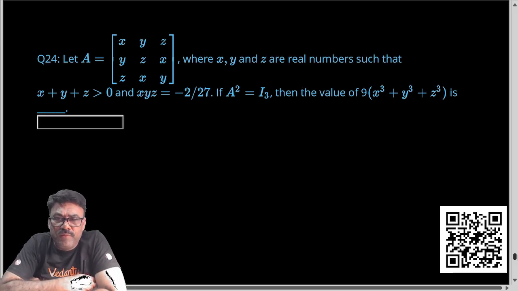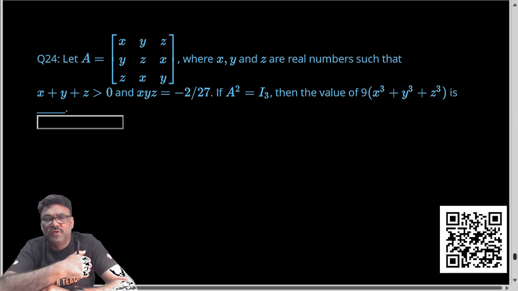A question based on matrix. A matrix A is given, x, y, z are real numbers, x plus y plus z is positive, xyz is minus 2 by 27, and A square is I3. I3 means identity matrix of order 3. So what will be 9 times x cube plus y cube plus z cube?